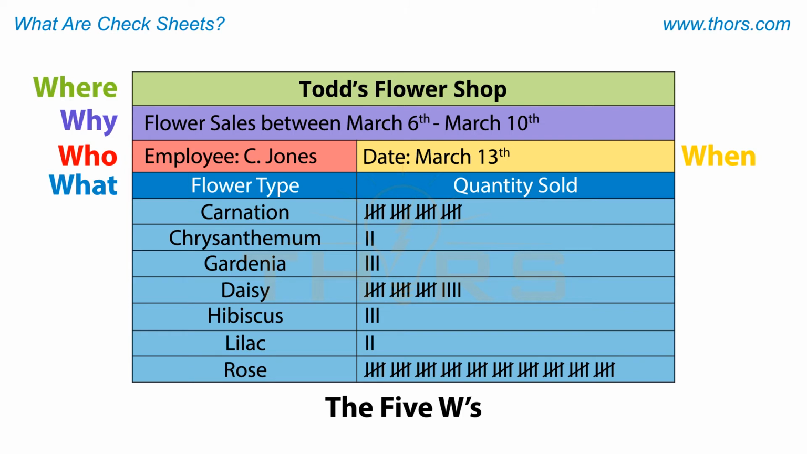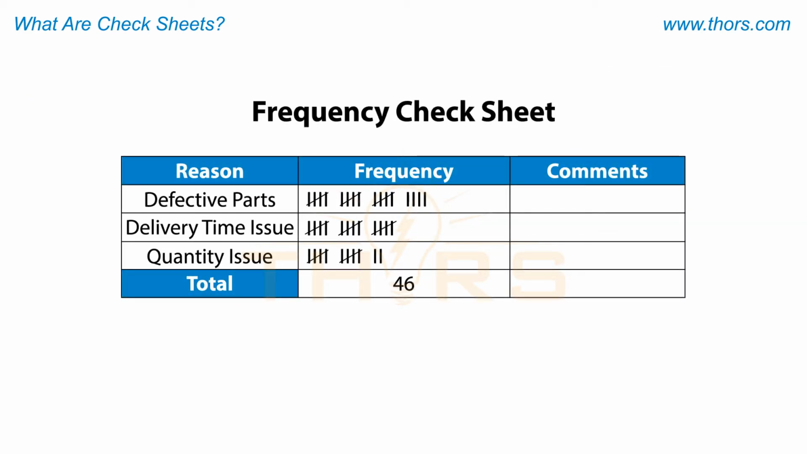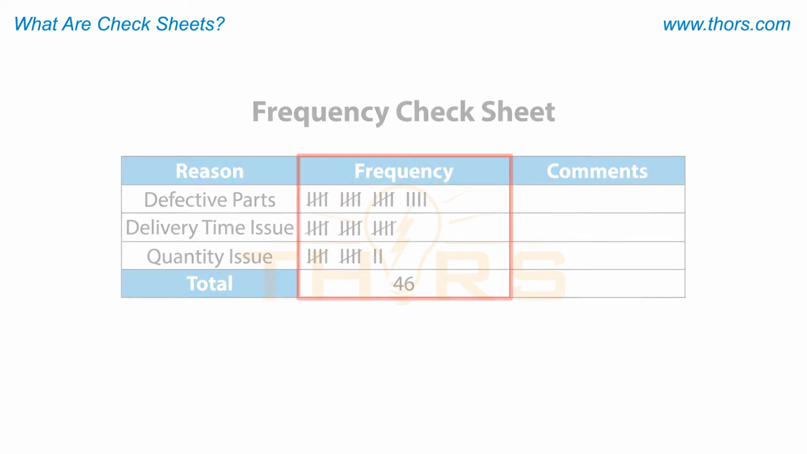When using a check sheet, there are 5 basic types that may be used depending on the situation. These types include frequency check sheets, which are used to help identify how often a problem is occurring. The data collected on this type of check sheet are discrete in nature, providing an overview of the problem areas.